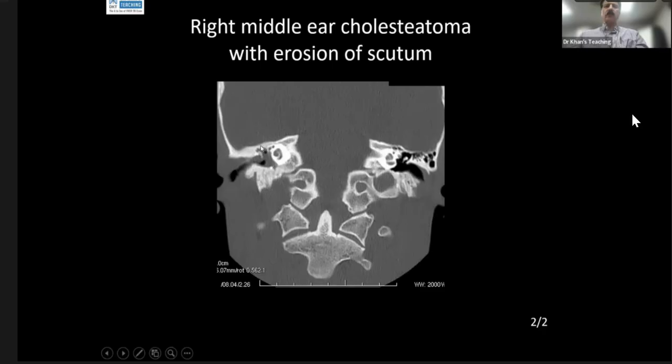This you did very well. This is the tegmen tympani, which is the roof of the middle ear cavity. Now, this portion here is the scutum. You did very well that it is eroded. There is soft tissue opacification and maybe a bit of erosion. And your diagnosis that this is a cholesteatoma, this is a cholesteatoma. We will come back to that. Good, well done.